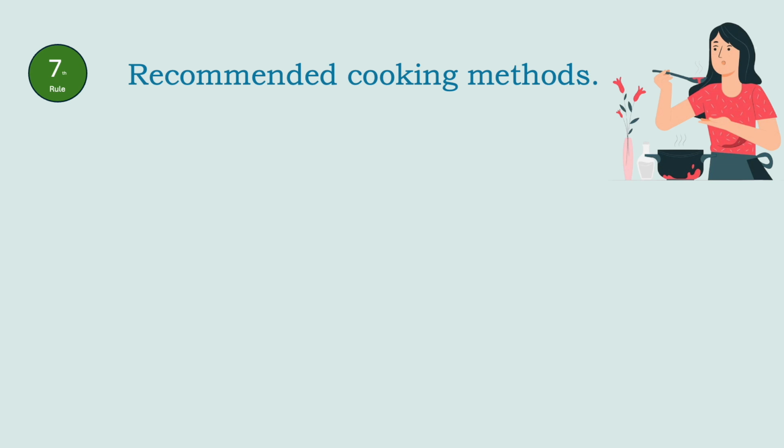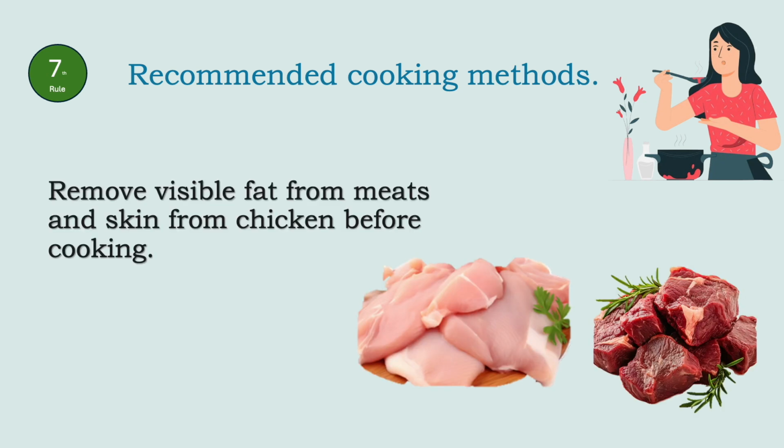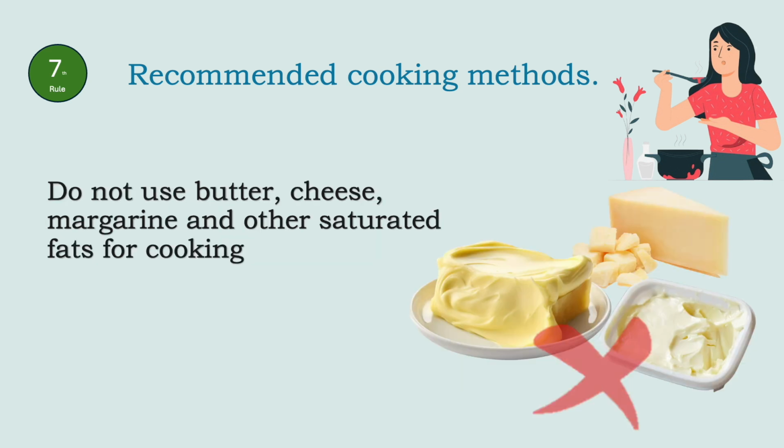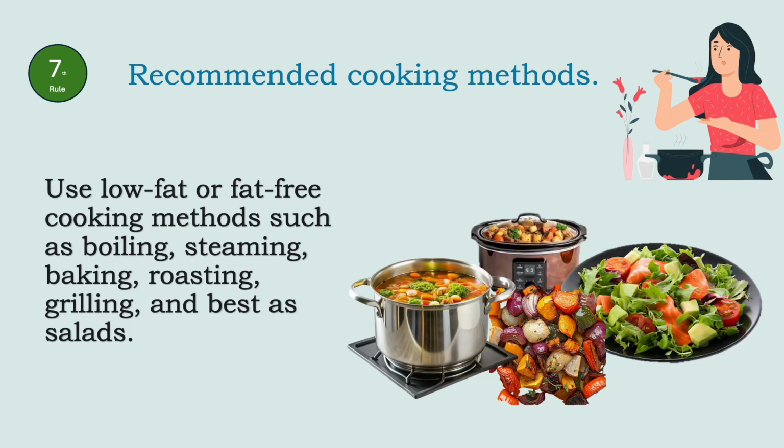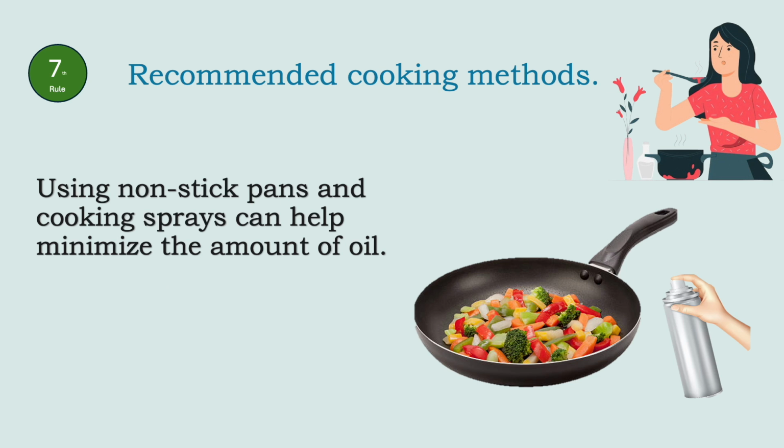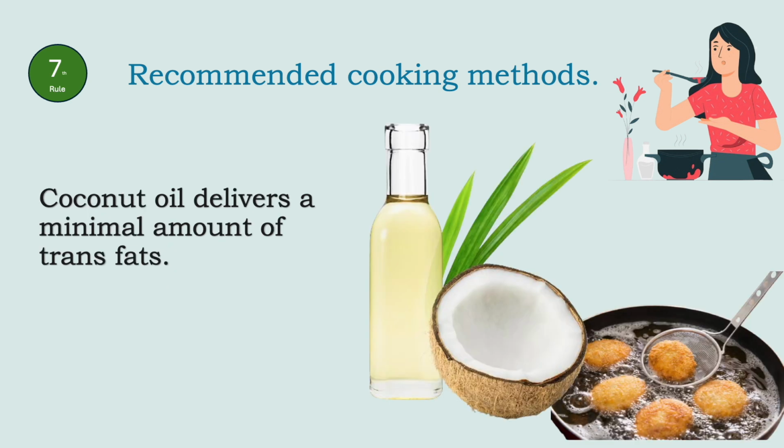The seventh or the last rule for diabetic diet is the recommended cooking methods. Remember to remove visible fats from meats and skin from chicken before cooking. Do not use butter, cheese, margarine and other saturated fats for cooking. Use low-fat or fat-free cooking methods such as boiling, steaming, baking, roasting, grilling, and best as salads. Using non-stick pans and cooking sprays can help minimize the amount of oil. As coconut oil delivers a minimal amount of trans fats, it can be used for deep frying purposes. However, the amount of deep-fried foods should be strictly limited to reduce total fat intake.